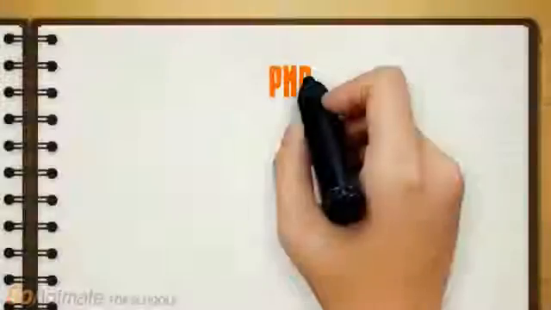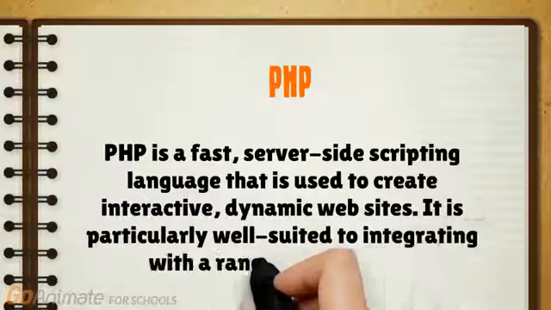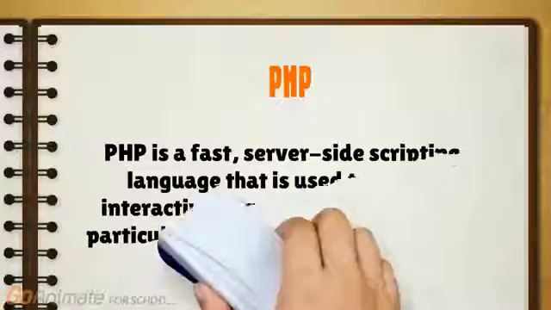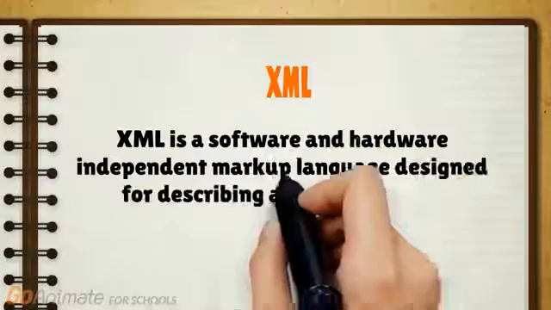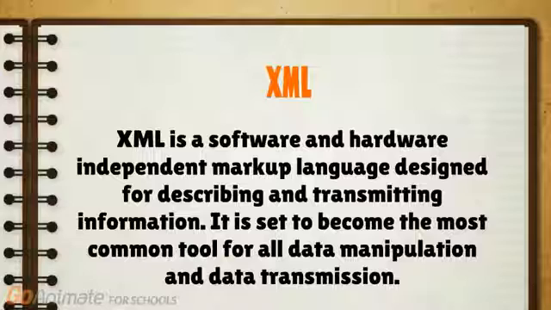PHP is a fast, server-side scripting language that is used to create interactive, dynamic websites. It is particularly well suited to integrating with a range of databases. XML is a software and hardware independent markup language designed for describing and transmitting information. It is set to become the most common tool for all data manipulation.